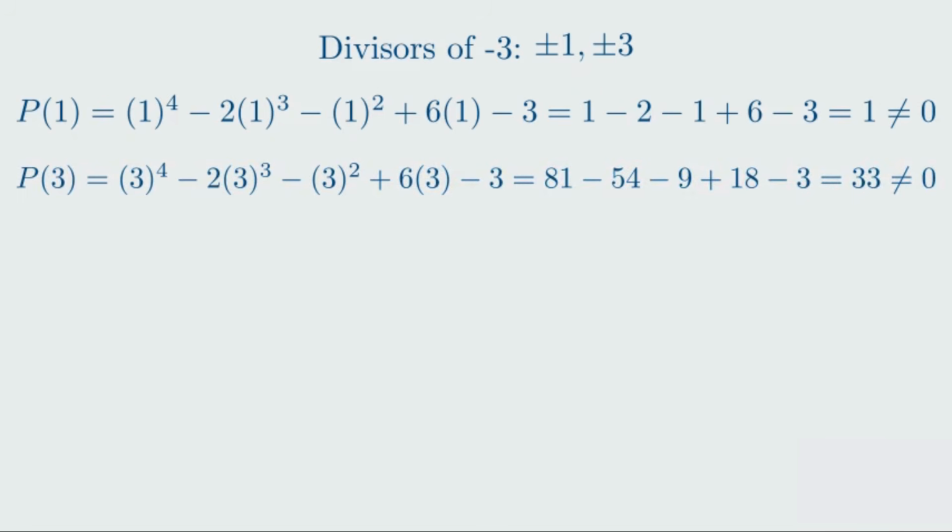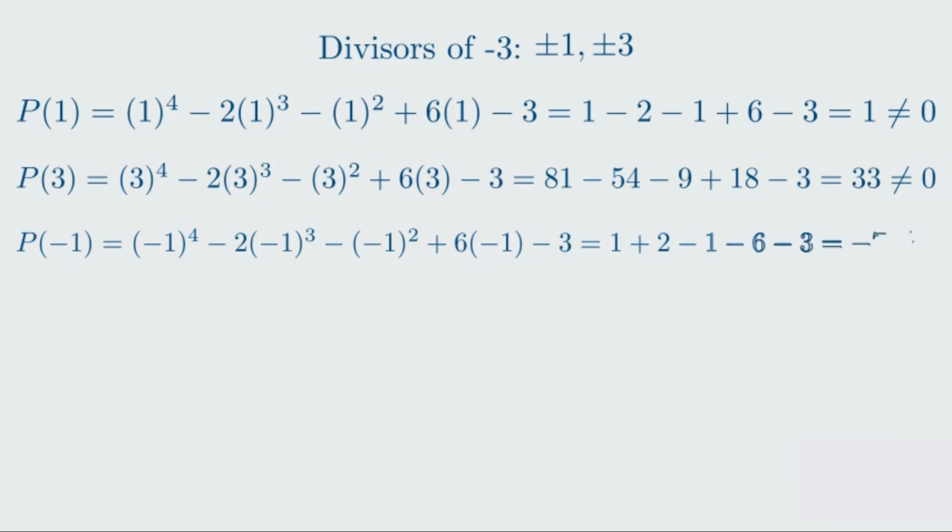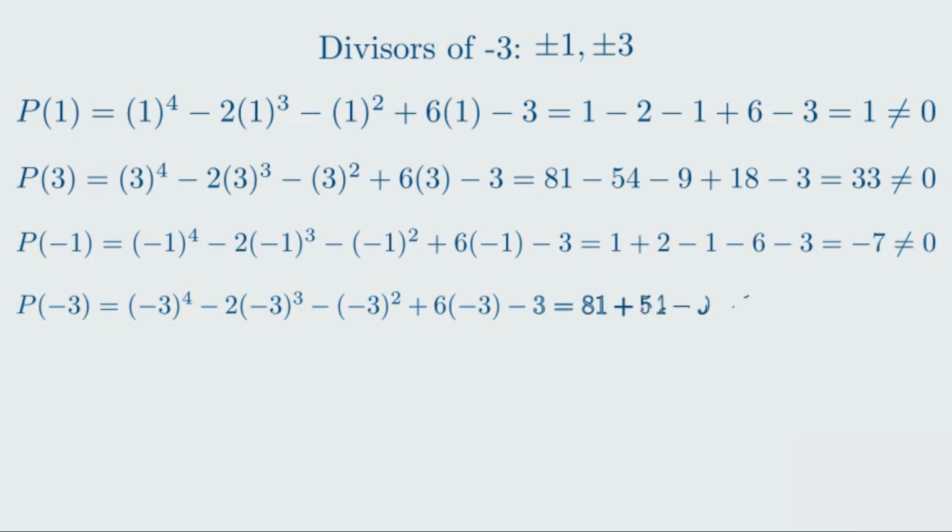Let's try negative 1. 1 to the fourth minus 2 times negative 1 cubed minus negative 1 squared plus 6 times negative 1 minus 3 equals 1 plus 2 minus 1 minus 6 minus 3. This gives 7, not a root. Finally, let's try negative 3. 3 to the fourth minus 2 times negative 3 cubed minus negative 3 squared plus 6 times negative 3 minus 3 equals 81 plus 54 minus 9 minus 18 minus 3. This equals 105, not a root either.